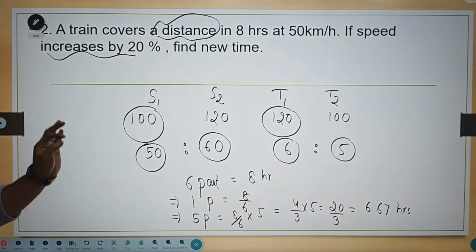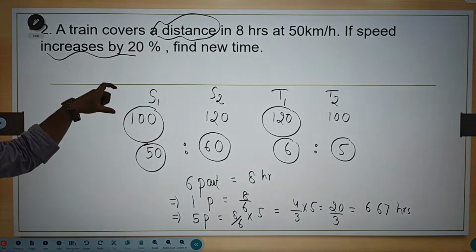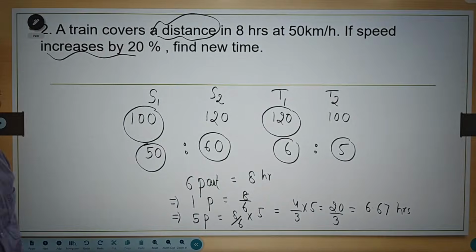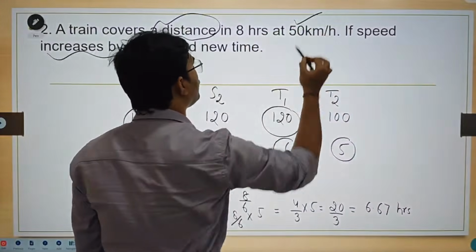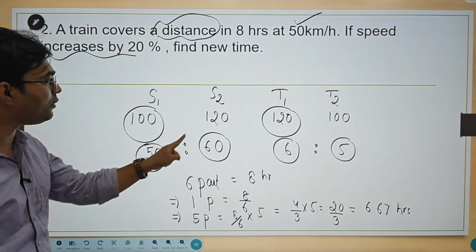Clear what happened? Again, listen to the problem. Speed is increased by 20%. So if the speed is 100, now the speed becomes how much? 120. But what is the initial speed given? 50 km per hour. So let's take 100 as 50, so I'm dividing by 2. So 50 is to how much?